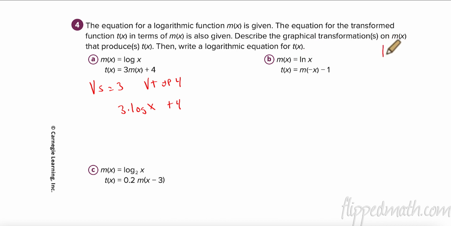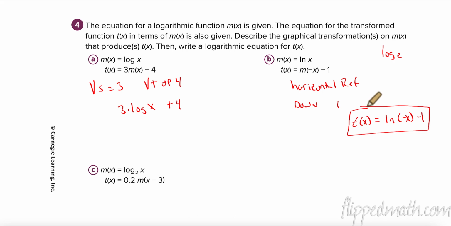Natural log, remember, natural log is just log base e. So now this is going to be a horizontal reflection and down 1. So we have t of x equals the natural log of negative x, minus 1.